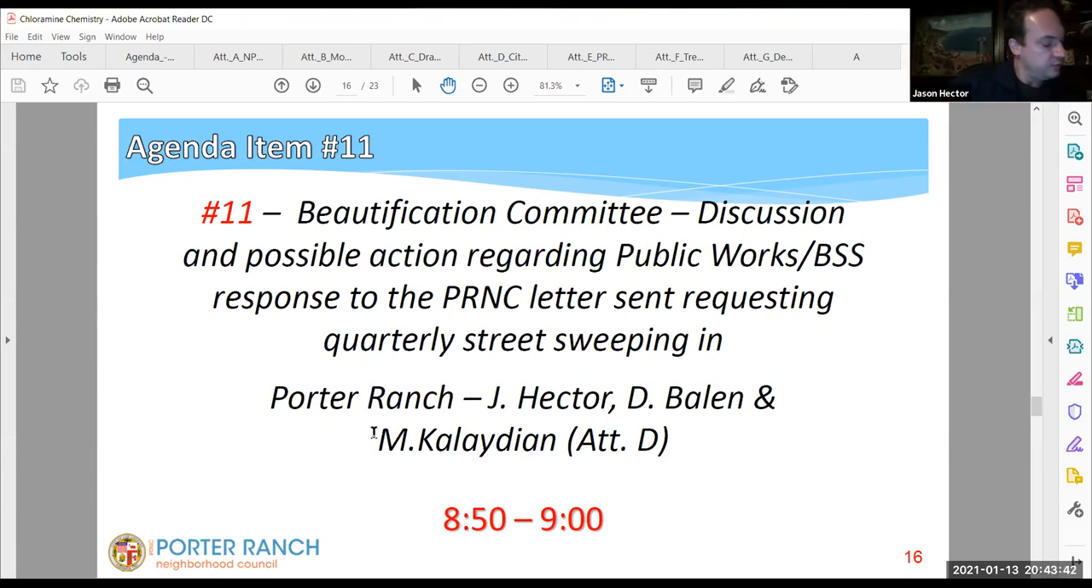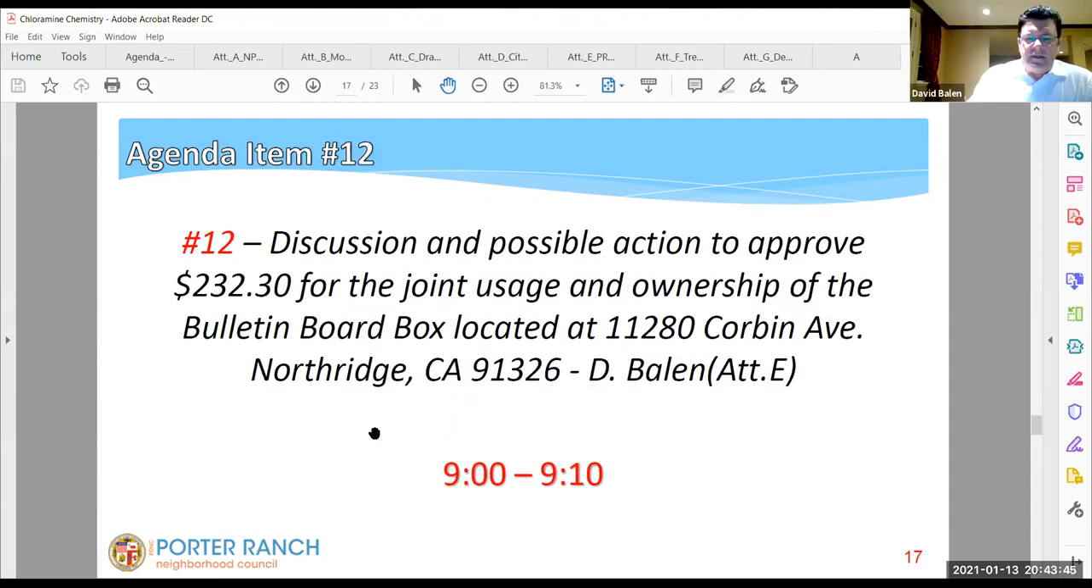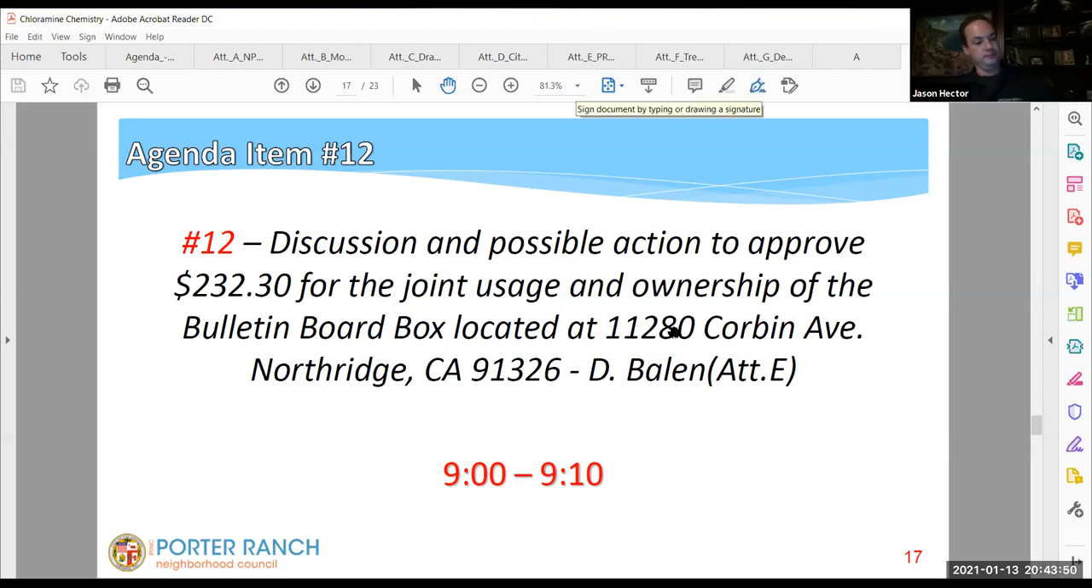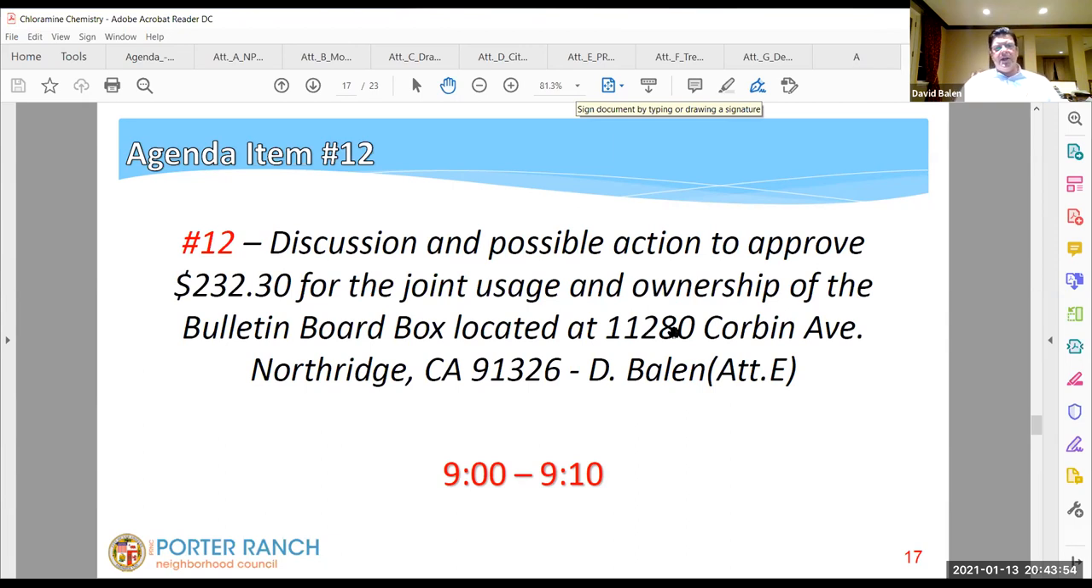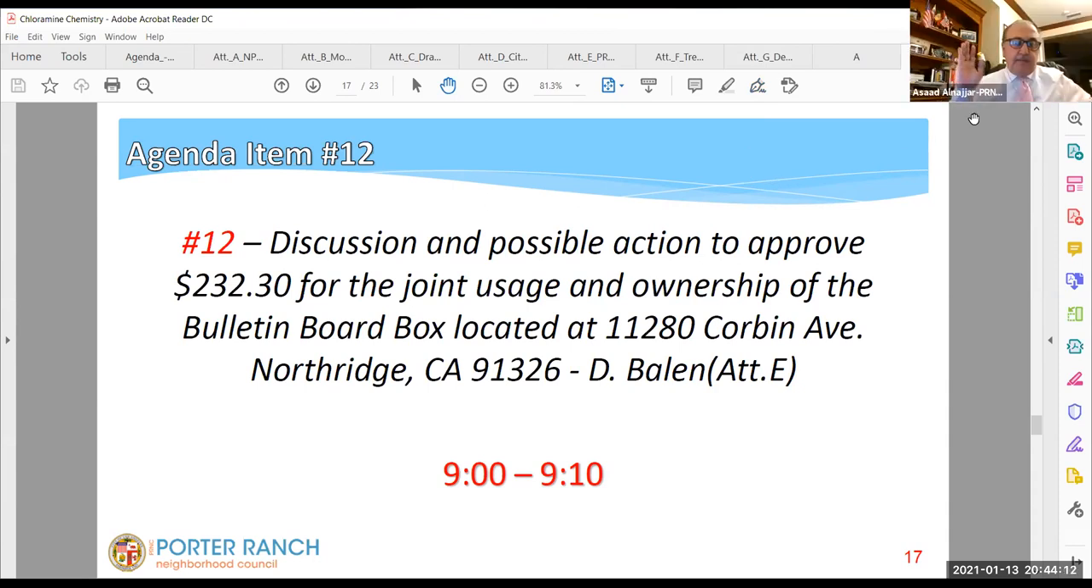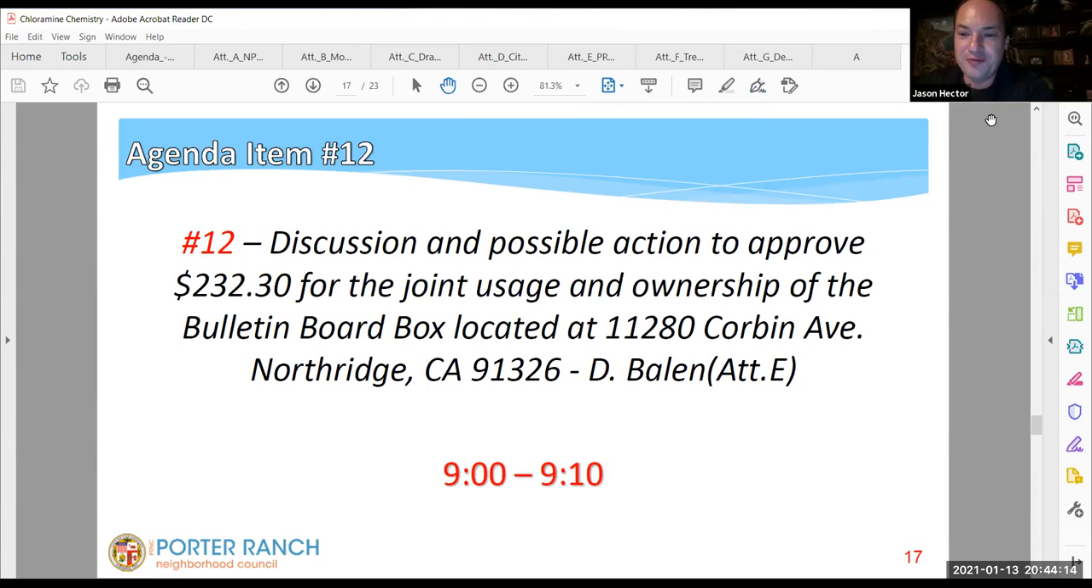Yep. Okay. Item 12. Now, this is extremely important because we need this. This is a discussion and possible action to approve $232.30 for the joint usage and ownership of the bulletin board box located at 11280 Corbin Avenue, Northridge, most likely still Port Orange, California 91326. So this. I second. So moved. I'll make the motion. Yeah, I would second that.